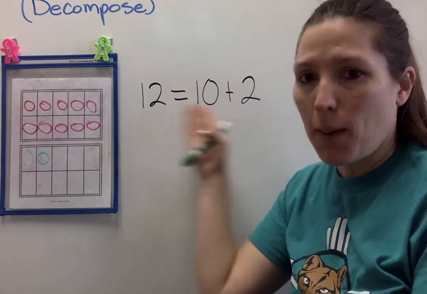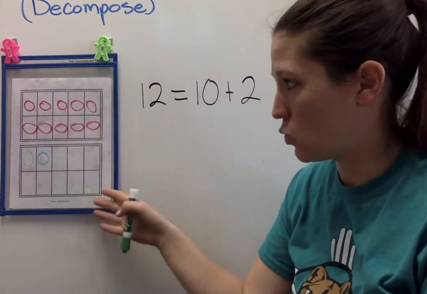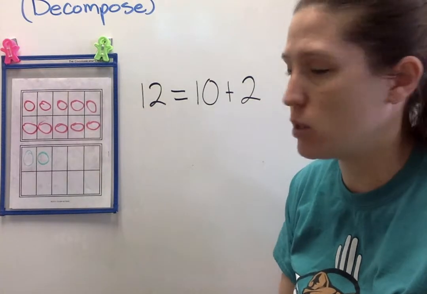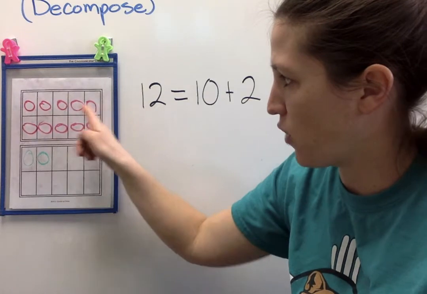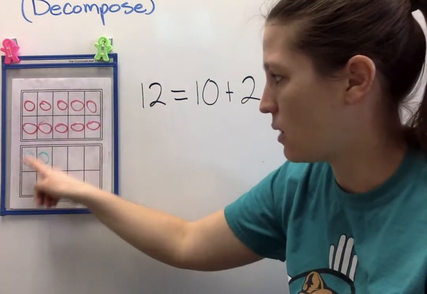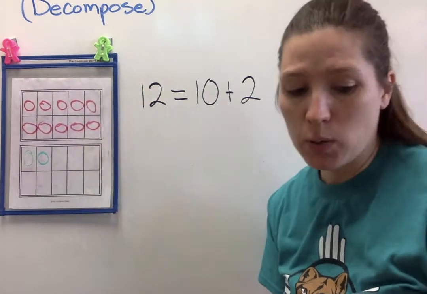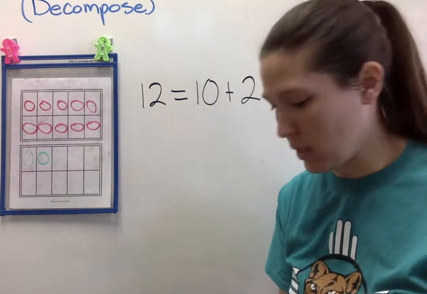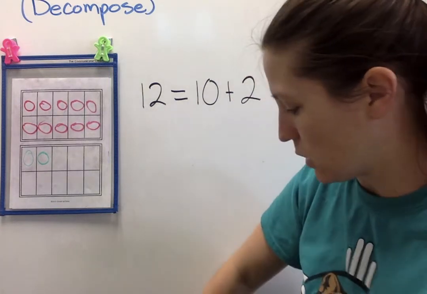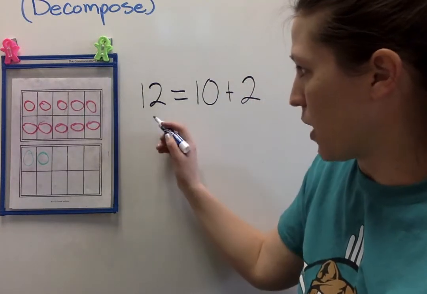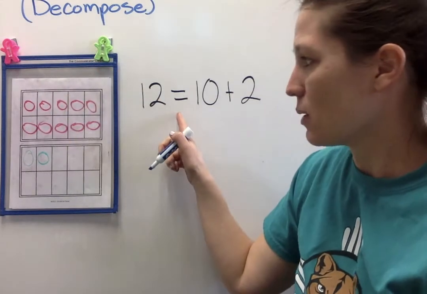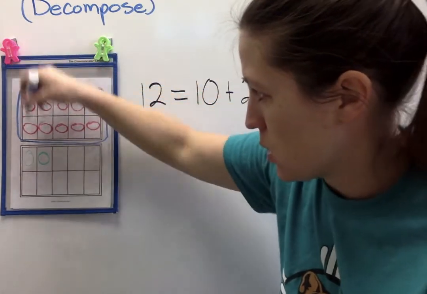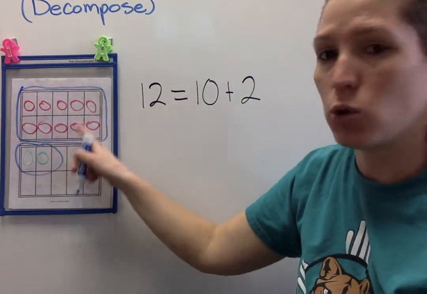My equation matches my illustration or my drawing because I have 12 counters on my double 10 frame. 1, 2, 3, 4, 5, 6, 7, 8, 9, 10, 11, 12. I'm going to decompose it. Decompose means break apart. I can see the two groups like this, but I'm going to circle them for you so you can see them a little easier. So if I've got 12, that's the total. Equals, here's one group, and here's another group. I've got my two groups here.